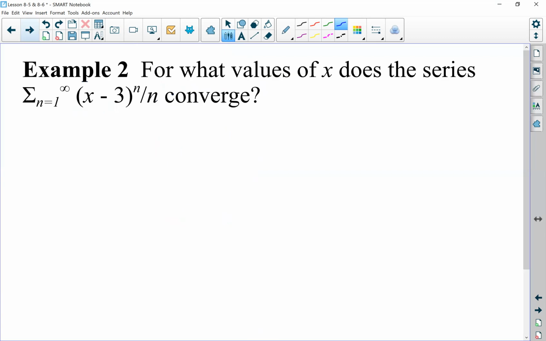All right. One that might be a little bit better. For what values of x does the series n goes from 1 to infinity, x minus 3 to the n divided by n converge?